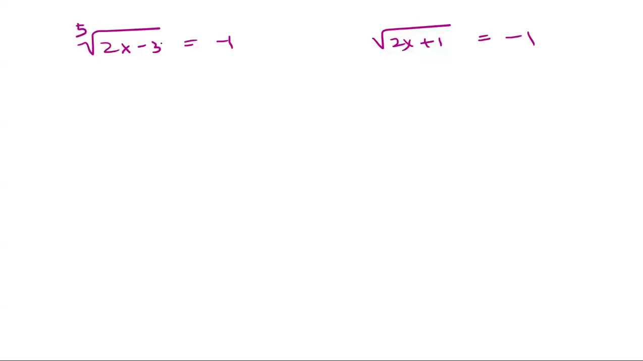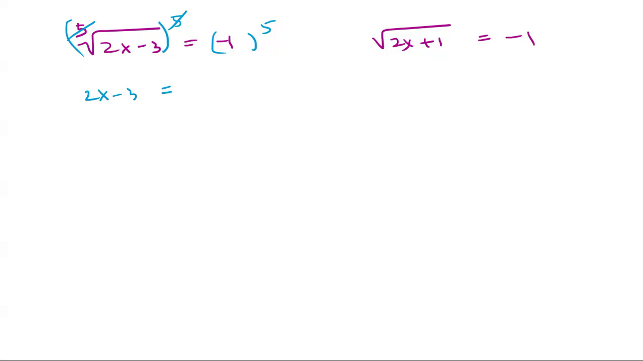Okay, so again, right now both of them have the radical isolated, so we can just try to get rid of the radical. If not, then we would need to add or subtract or do whatever we can to get the radical by itself. Okay, so let's look at the first one here, right? We're going to raise this to the fifth power. Raise this to the fifth power. So the fifth root and the power go away, giving us 2x minus 3. And -1 to the fifth is just going to give us -1, right?